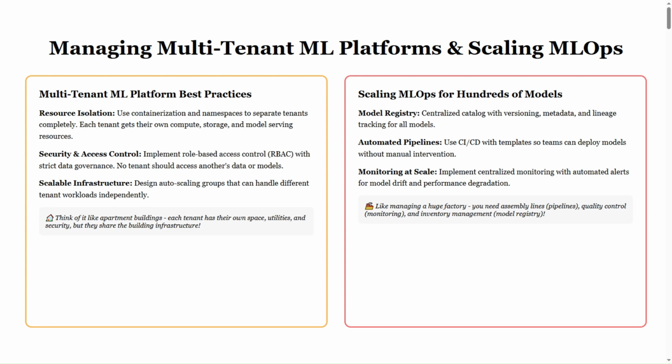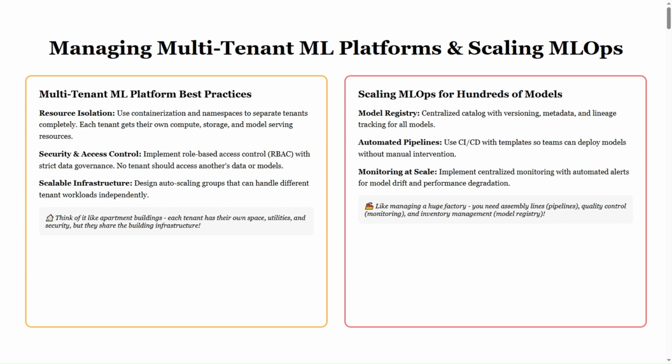Resource isolation. Use containerization and namespaces to separate tenants completely. Each tenant gets their own compute, storage, and model-serving resources. Security and access control. Implement role-based access control with strict data governance. No tenant should access another's data or models.